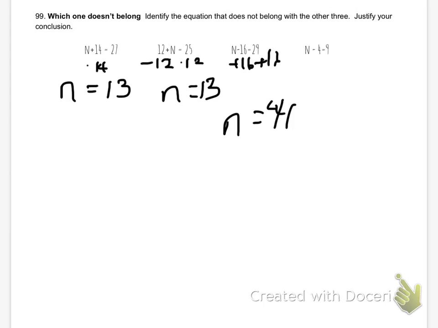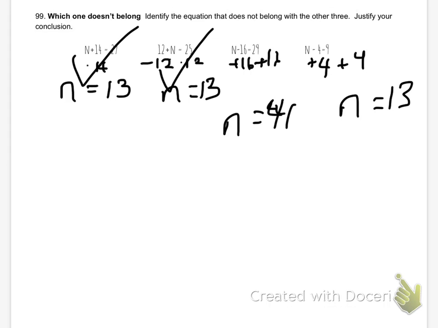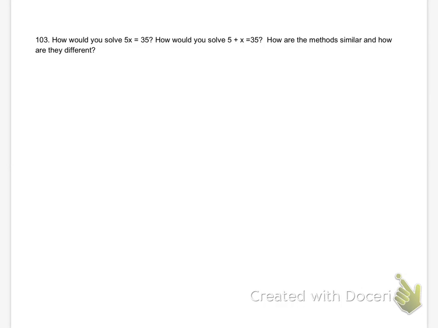I don't know, that's different. Now if I add 4 to both sides of this equation, I get n equals 13. So now I can quickly see which one doesn't belong. This one's n equals 13, this one's n equals 13, this one's n equals 13. So this must be my equation that does not belong, because when I solve it, n equals 41, and the other three, n equals 13. And then the last one is number 103.